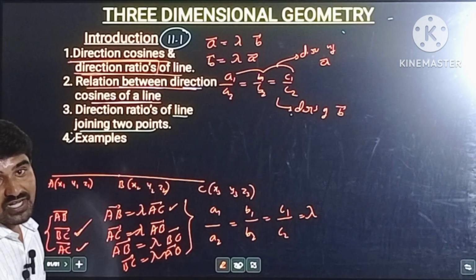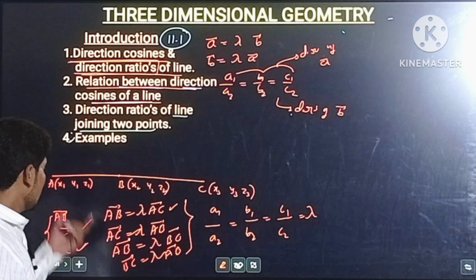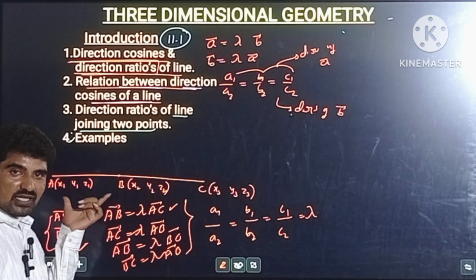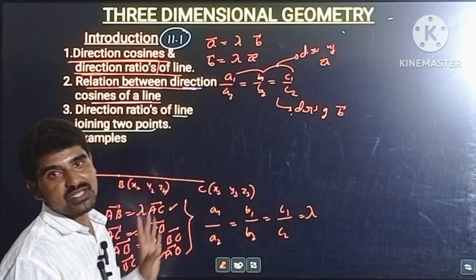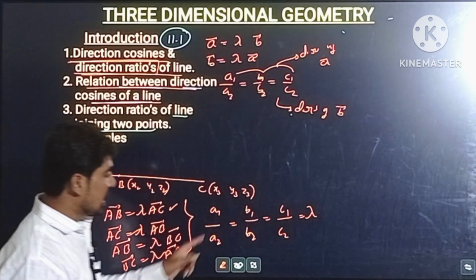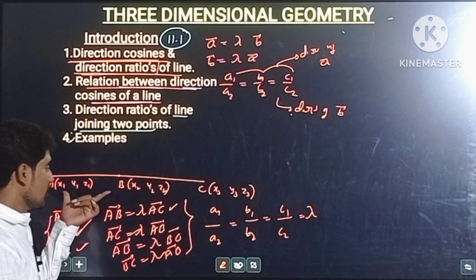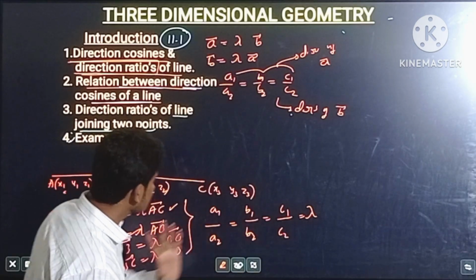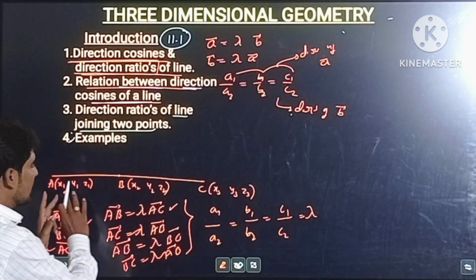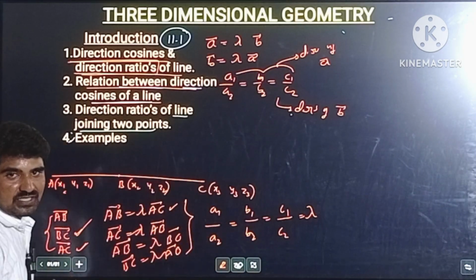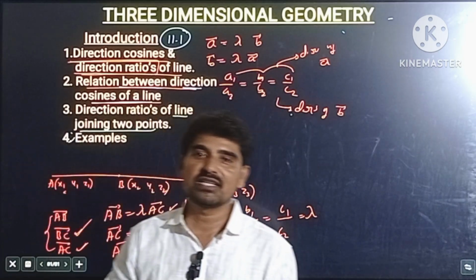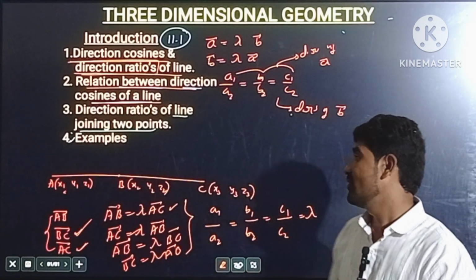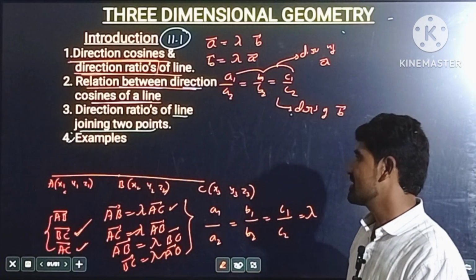What is the condition of collinearity of 3 points? We need to prove that one vector is equal to lambda times the other vector, or direction ratios of the first line segment, that is AB, are proportional to the direction ratios of any other line segment. You may consider AC or BC. Then also the points A, B and C are collinear. I hope all of you understood this fourth concept.